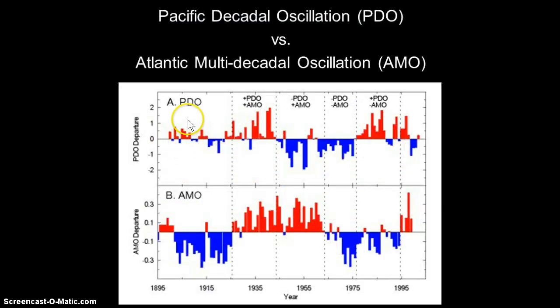And here we could see here's the PDO. We have a warm phase, cold phase, warm phase, cold phase. Same thing with the AMO, warm phase, cold phase, warm phase, cold phase, warm phase. And these are just extra patterns, events that happen on top of the circulation that we've been talking about so far. See you next lesson, guys.